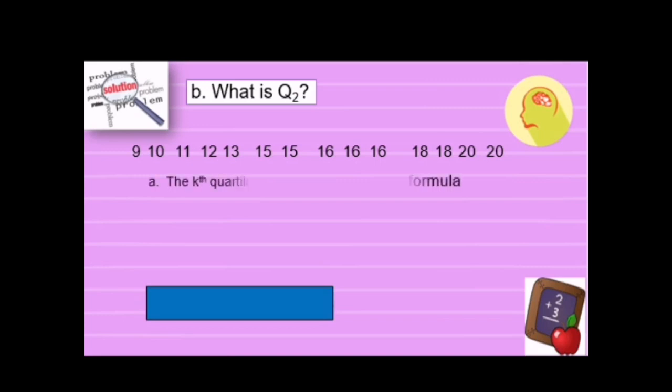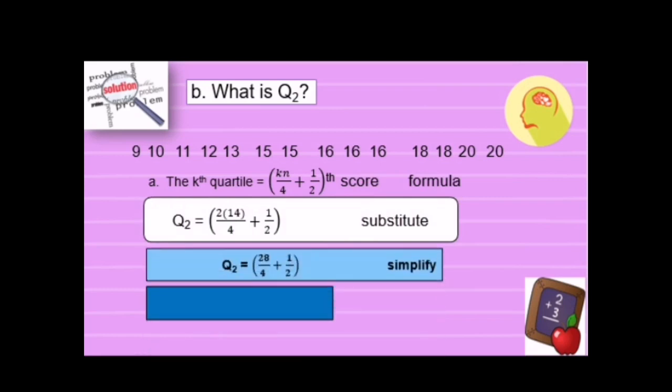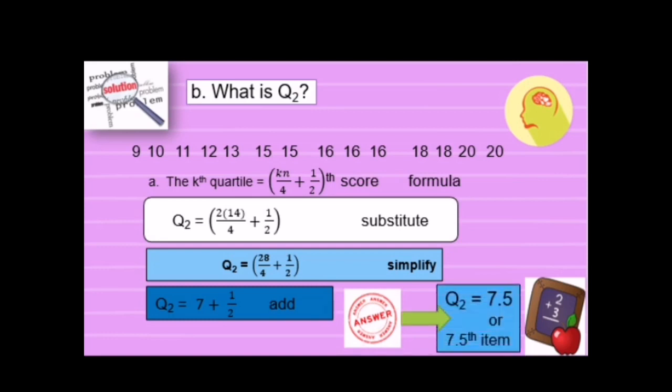So the same thing, we will use the formula to find out what is the quartile 2. So the k will be 2 and n is also 14. So let us simplify. 2 times 14, we have 28 over 4 plus 1/2. So 28 divided by 4 is 7 plus 1/2. So that will be 7.5 or the 7.5th item. But wait.